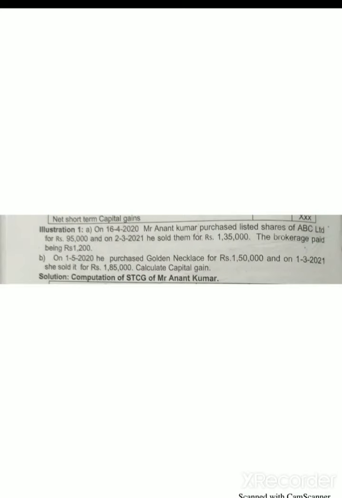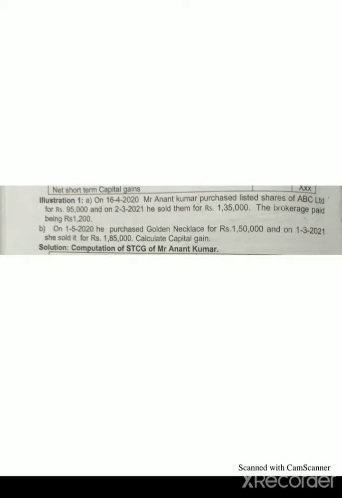This is one example of computing short-term capital gain. Under this case, two cases are provided. In the first case, he purchased listed shares. In the second case, he purchased a golden necklace. On 16/4/2020 he purchased listed shares. Listed shares are a financial asset, so the 12-month rule is applicable. If it is unlisted, then the 24-month rule is applicable. He purchased them for 95,000, and on 2/3/2021 he sold those listed shares for 1,35,000. In that transfer he paid brokerage of rupees 1,200.